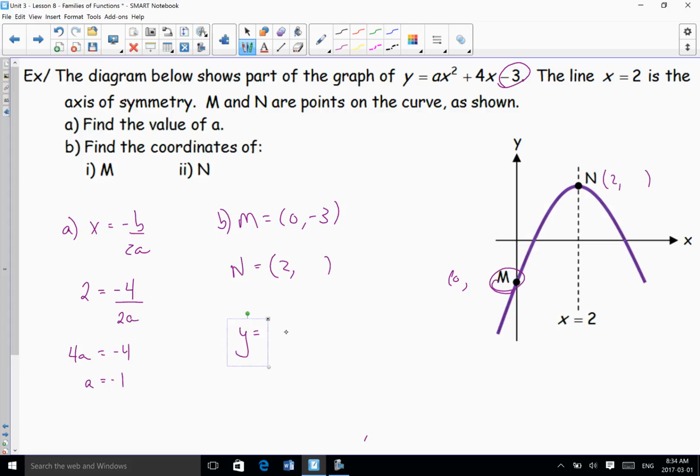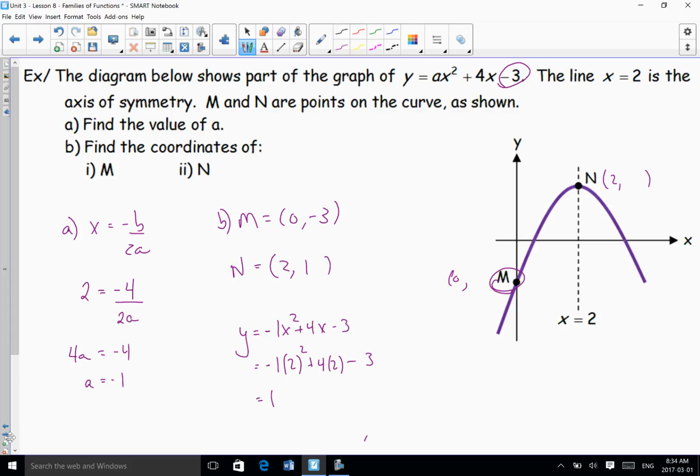Our equation is a, we solved that, negative 1x squared plus 4x minus 3. And we're going to put in x as 2, because that's our axis of symmetry. We're going to do our little bit of math here. So we'll get negative 4 plus 8 minus 3, and that comes out to 1. So n is the point 2 and 1.